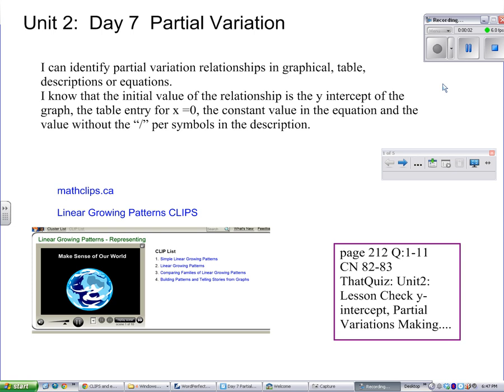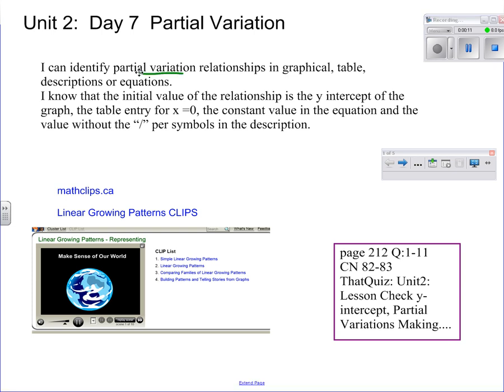Okay, welcome to Day 7, Partial Variation, Unit 2. So we are looking at, can I identify partial variation relationships in graphical, table, descriptions, or in equations? And I know that the initial value of the relationship is the y-intercept if I'm looking at the graph. If I'm looking at the table, when x is equal to 0, that's the initial value, or it's the constant value in the equation, as well as the description having the part without the per.